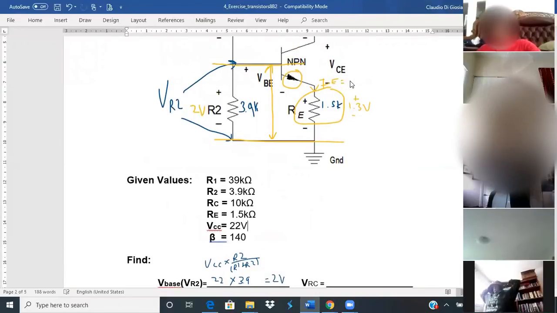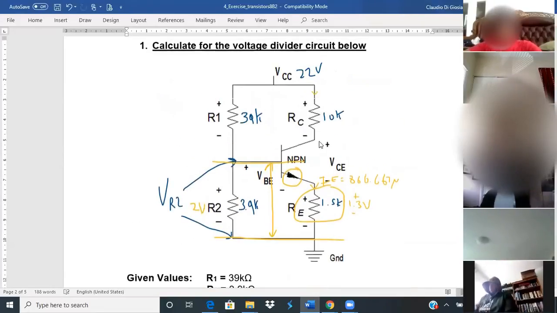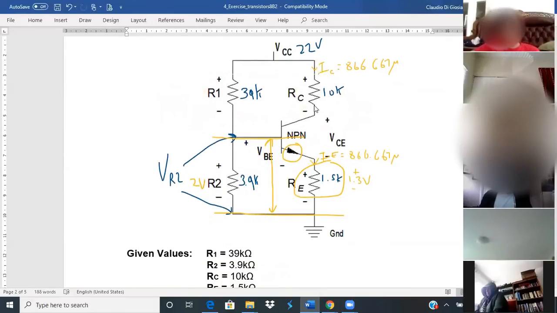So if we have the current here, which is 866.667 micro, it's the same as or close to the current that's here. So once you get IE, it's approximately the same value as IC, and this is called IC because the current's going through resistor C or the collector. So this is also 866.667 micro. Since we have the current going through this resistor and we have the resistor value, we can find out what the voltage is across this guy here. So that's VRC.